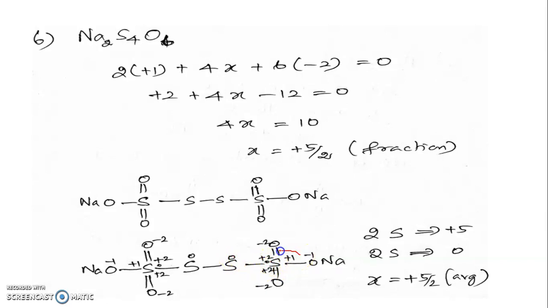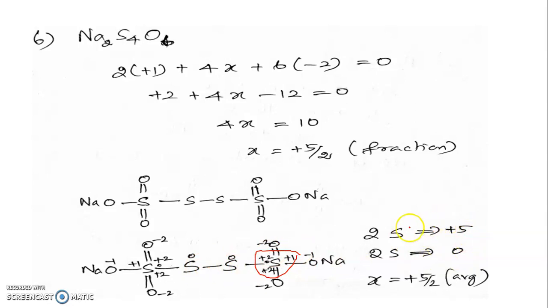Now what is the total you see? Total is +2, +2, +1, you will get +5. So this sulfur is +5. Similarly, this sulfur is also +5. So 2 sulfur atoms are present in the +5 state and these 2 sulfur atoms are present in the 0 oxidation state.